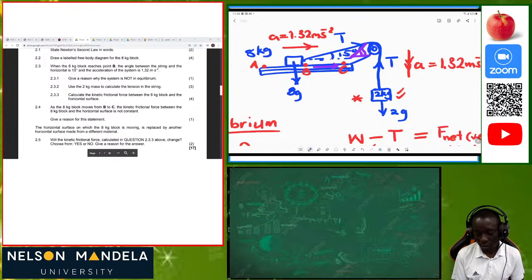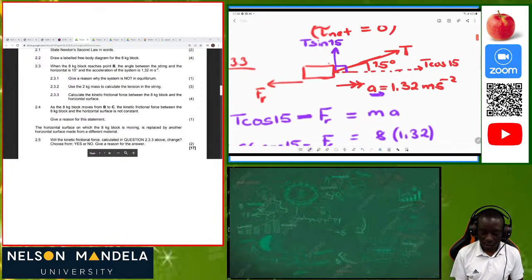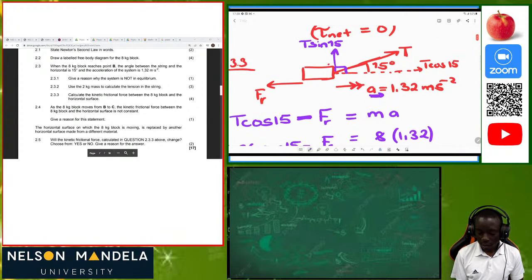This will be the angle. So the angle is increasing. When that angle increases, that tells us something about the components. So we have t cos 15 becoming smaller, but t sine 15 will be increasing. So as theta increases, sine theta also increases. So we are heading towards sine 90.